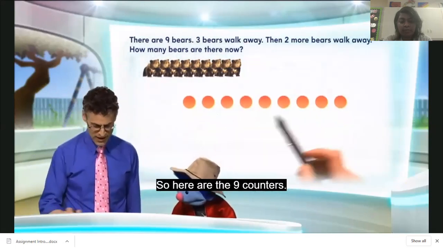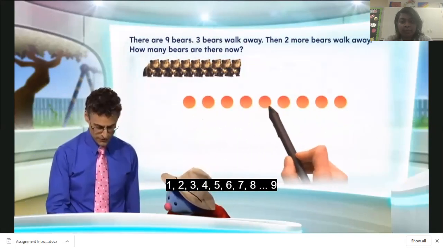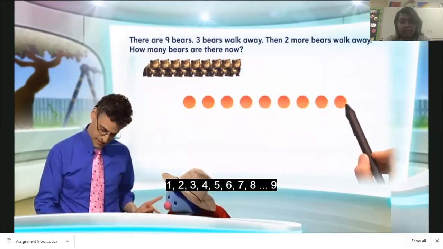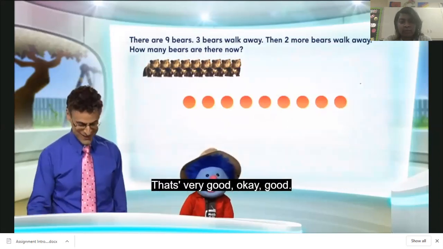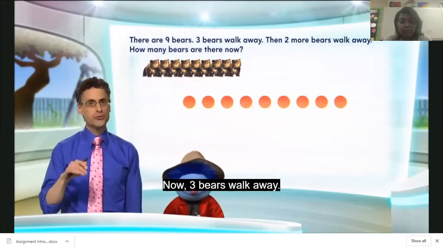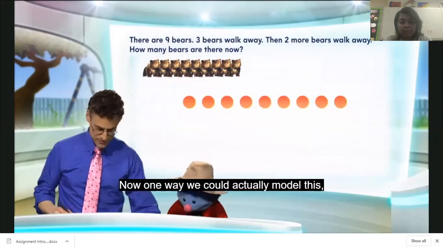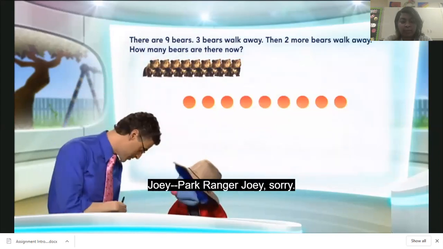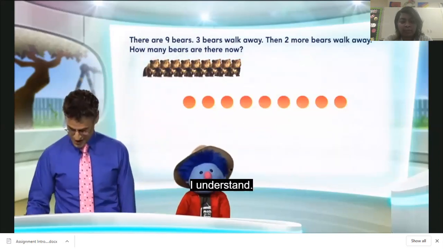So here are the 9 counters. 1, 2, 3, 4, 5, 6, 7, 8, 9. That's very good. Okay, good. So we have 9 counters, and now they represent the 9 bears. Now 3 bears walk away. Now one way we could actually model this, Joey, Park Ranger Joey, sorry. Thank you, Professor Burger. I understand.